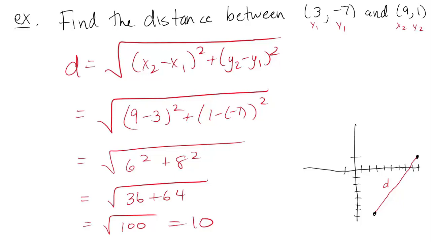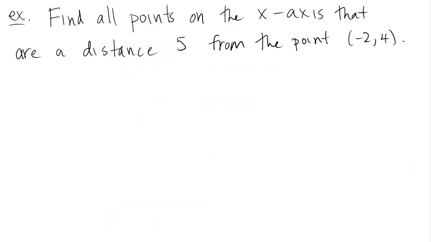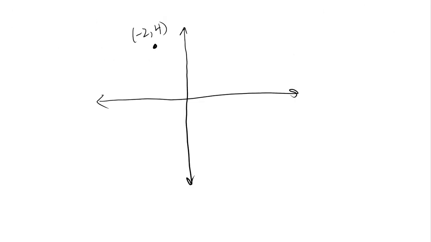Let me show you another example of the distance formula that goes beyond finding the distance between two given points. This example asks us to find all points on the x-axis that are a distance 5 from the point negative 2, 4. So I've drawn the situation here. Negative 2, 4 would be in the second quadrant because its x-coordinate is negative and its y-coordinate is positive. So I've just placed it in some spot. I haven't actually measured it out.